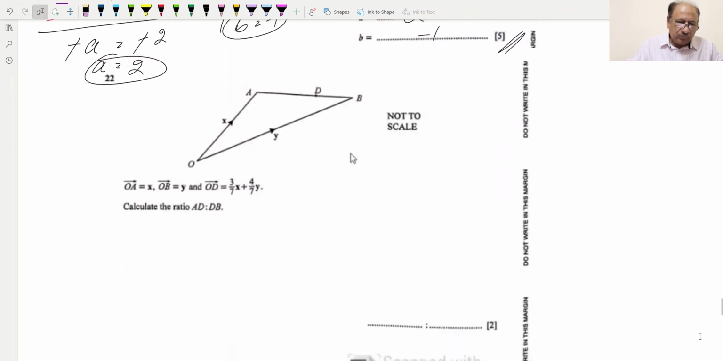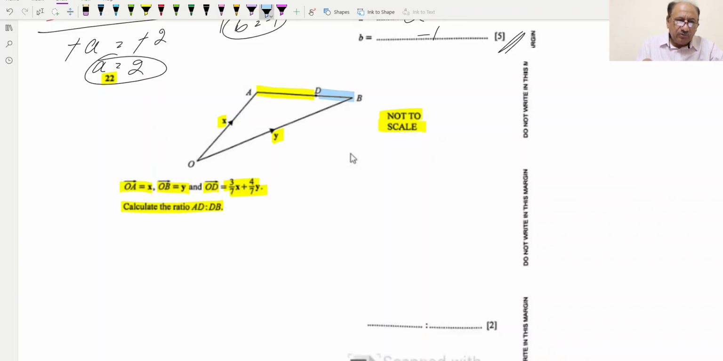Now this is question number 22. Question 22 says the diagram is not to scale. OA is equal to x and OB is equal to y, and OD is given, which is this one. Calculate the ratio between AD and BD. AD is this one, and BD is this one. We need to find the ratio between these two.